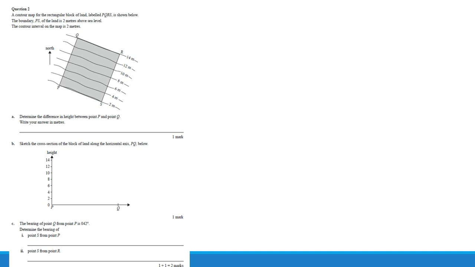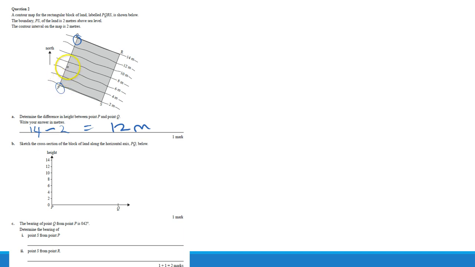Question 2. A contour map for the rectangular block is shown. Part A. Determine the difference in height between point P and point Q. So P is on 2 meters, Q is on 14 meters, so we're just going to do 14 take away 2, 12 meters.